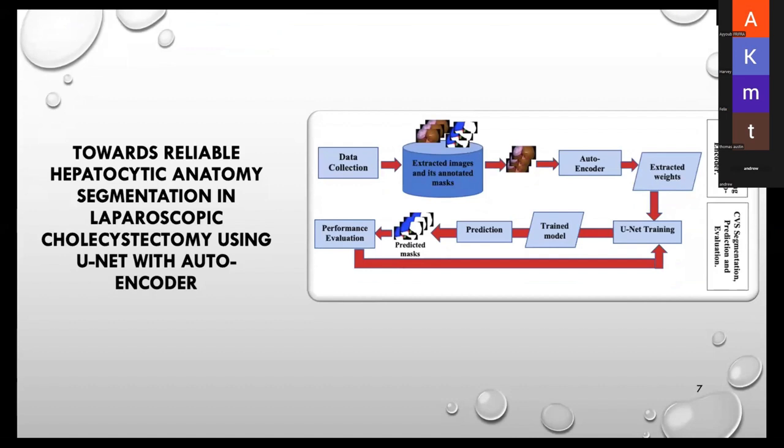I want to talk a little bit about my research and how I updated UNet with another important deep learning model. We call it autoencoder. I incorporate autoencoder in UNet to get better results in segmenting gallbladder important landmarks, or CVS, critical view of safety, in gallbladder surgery. My research was titled Toward Reliable Hepatocystic Anatomy Segmentation in Laparoscopic Cholecystectomy using UNet with autoencoder.